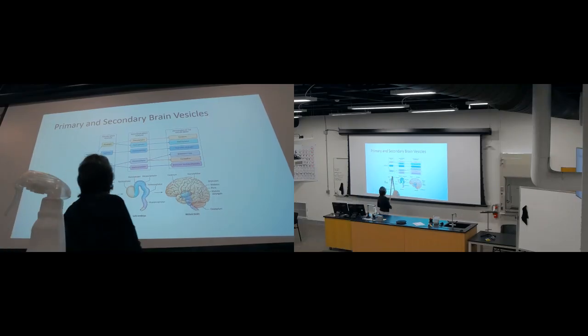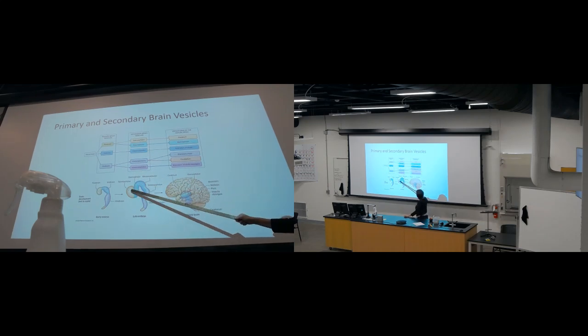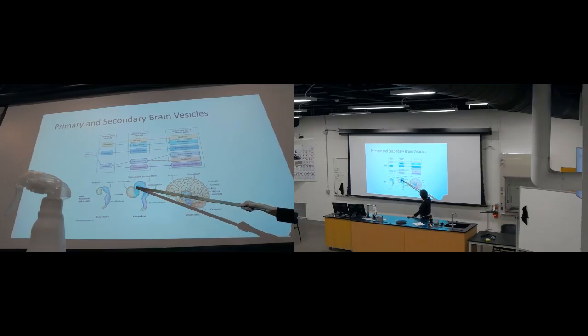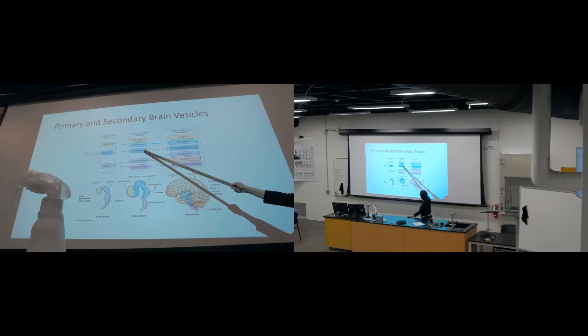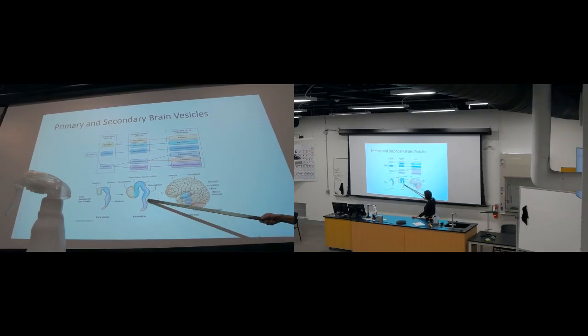Out of these primary vesicles, you form the secondary vesicles. So from this forebrain, this part, you will form the telencephalon and the diencephalon. And then the midbrain itself will stay midbrain. So this will be the mesencephalon. And then out of the hindbrain, you will form the metencephalon and then the myelencephalon.